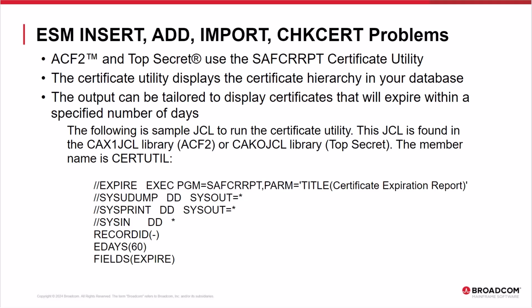The only three parameters needed to see expiring certificates are record ID, eDays, and fields. Record ID specifies that we want to run this report for all certificates in the database. eDays 60 is a filter specifying that only certificates expiring within the next 60 days are displayed. You can customize this to be a range between 1 and 365. Fields expire will display the expiration date of the certificate. A link for the certificate utility will be provided in the ACF2 text file available for download.